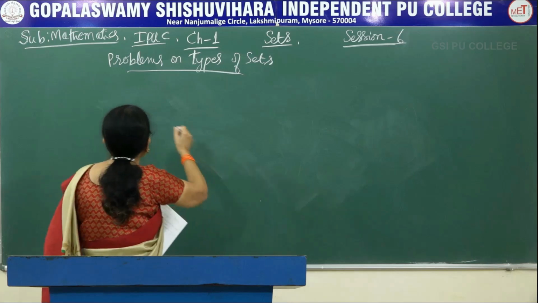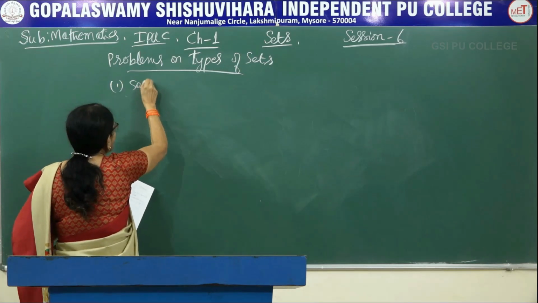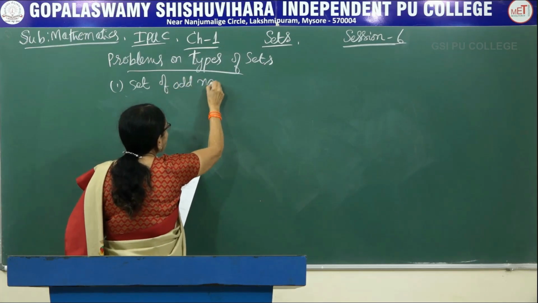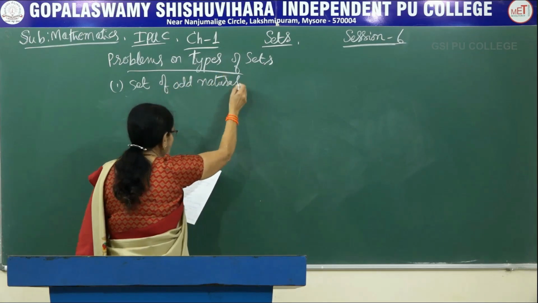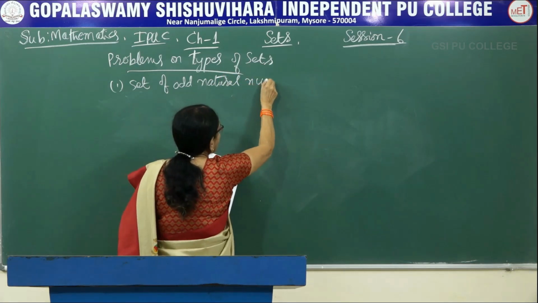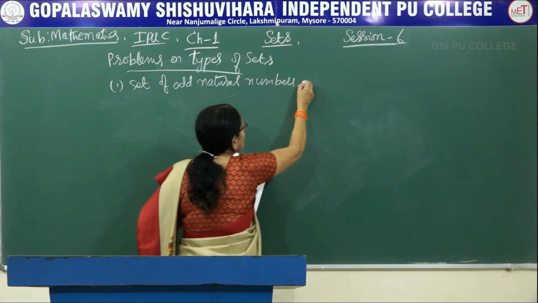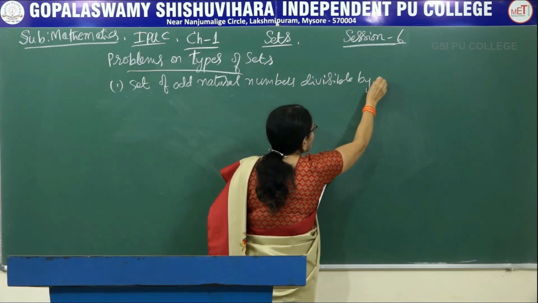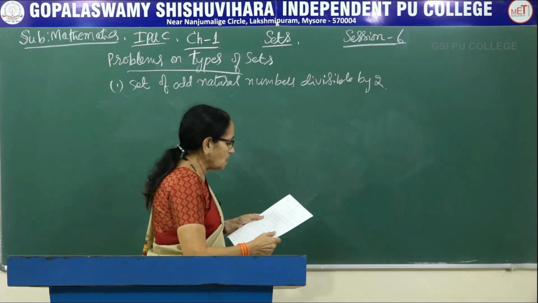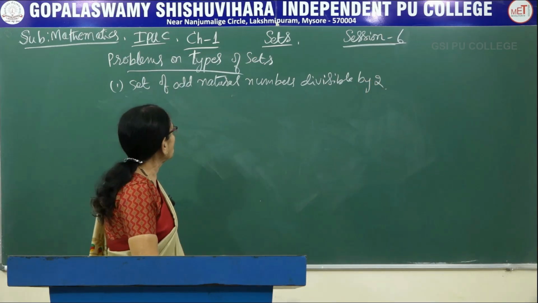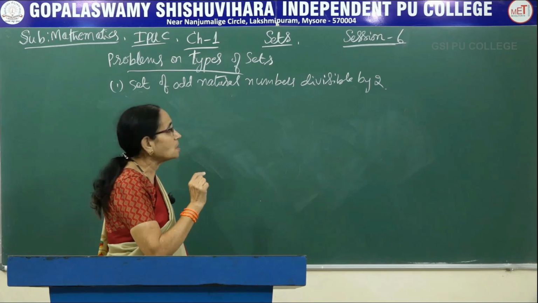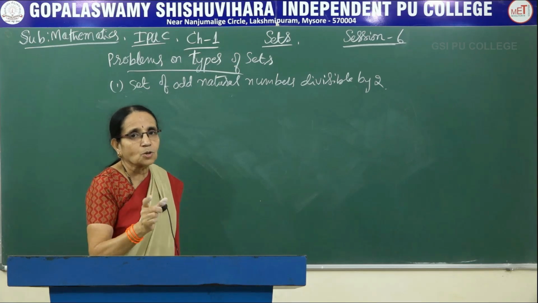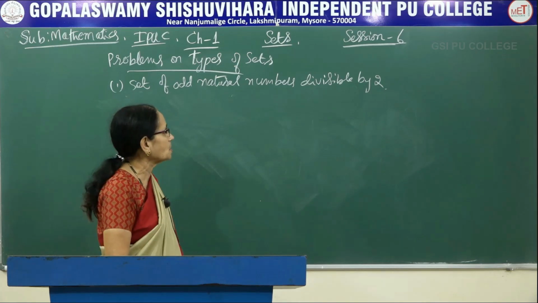Now first problem is, the condition would be given: set of odd natural numbers divisible by 2. Look here, I am considering the set of odd natural numbers. Odd number means 1, 3, 5, 7, etc. Natural number means I have to take only the positive numbers.